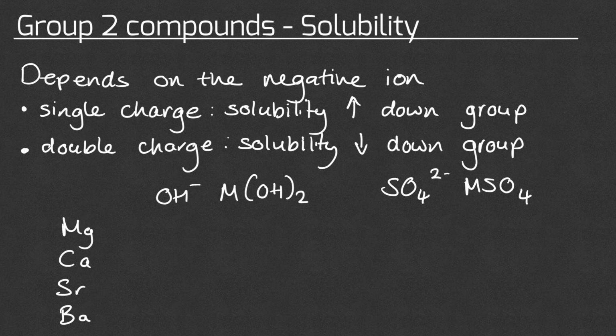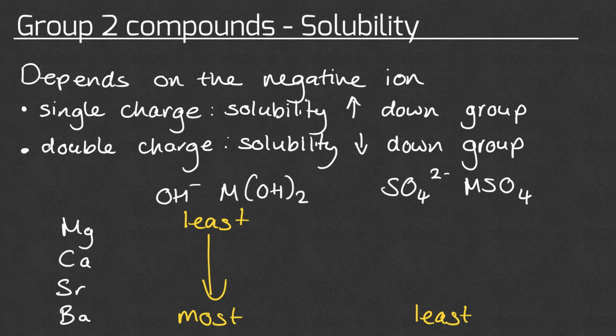So let's look at the solubilities of the metal hydroxides first. So we know the solubilities of these group 2 metal compounds will increase as you go down the group. Therefore, magnesium at the top of the group will have the least soluble metal hydroxide compound. And so barium hydroxide would be the most soluble. So the solubility increases as you go down the group. Magnesium hydroxide is insoluble, going up to barium hydroxide, which is the most soluble of the group 2 metal hydroxides.